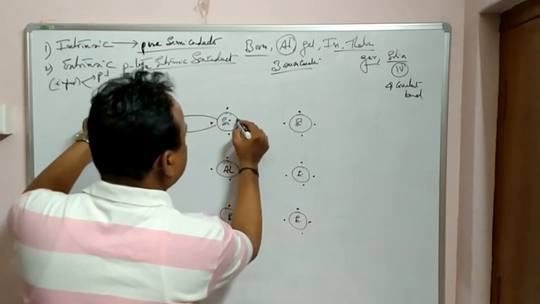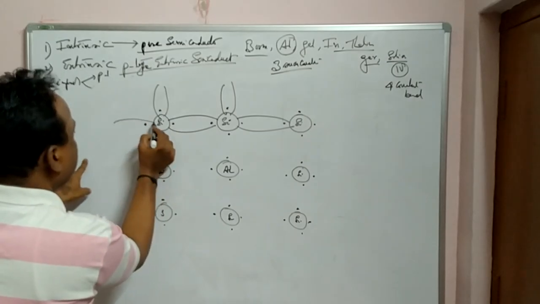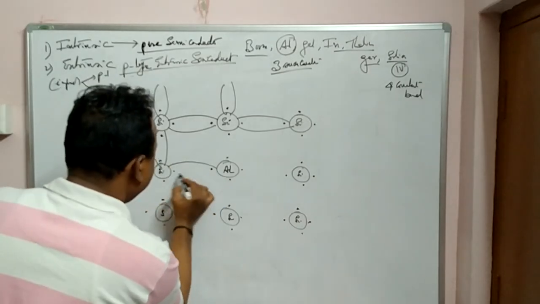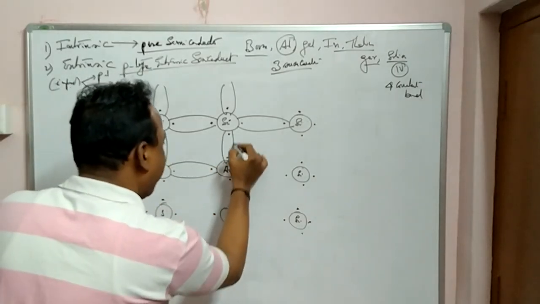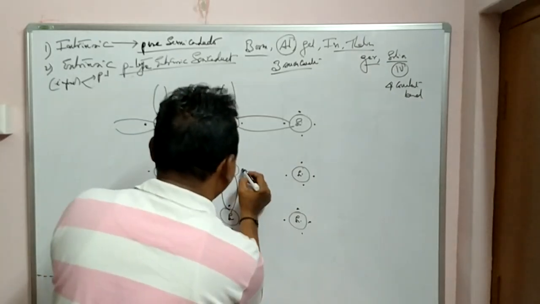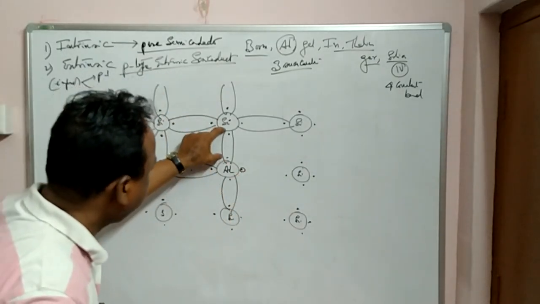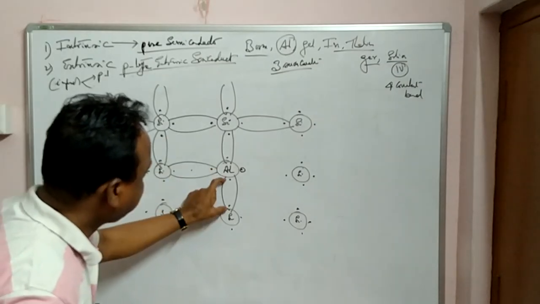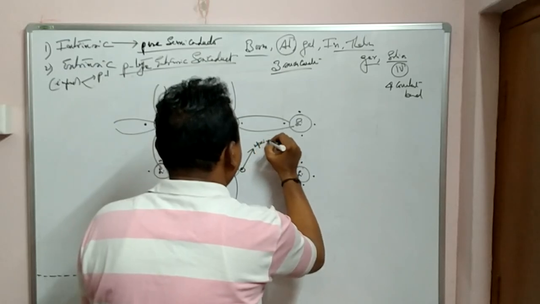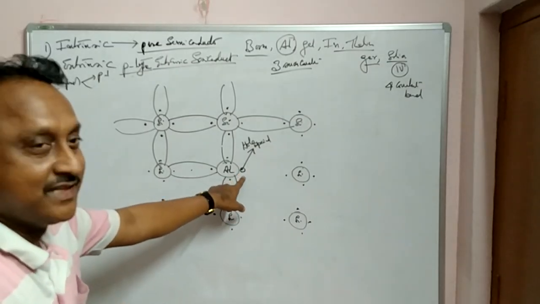Successful bond here, successful bond here, successful bond here: 1, 2, 3, and this becomes unpaired. Aluminum makes 3 successful bonds. The 4th bond becomes unpaired, and this becomes a hole. The 4th is unpaired, this becomes a hole.